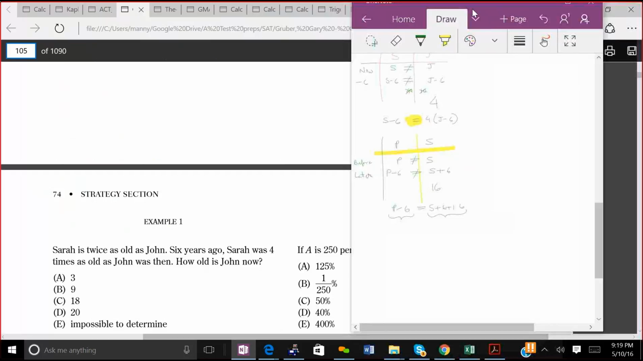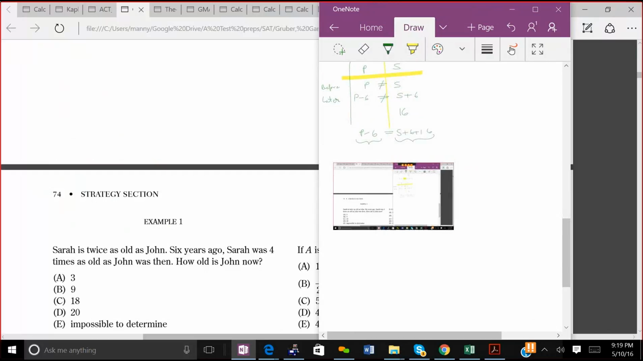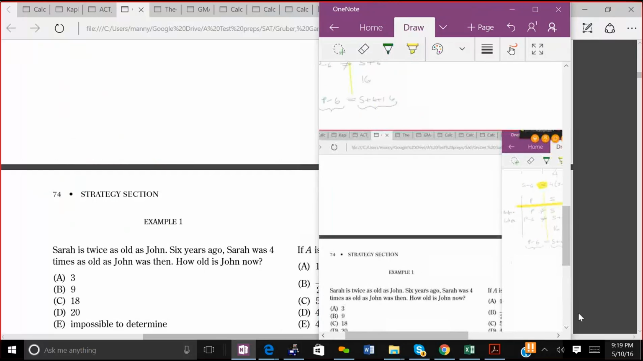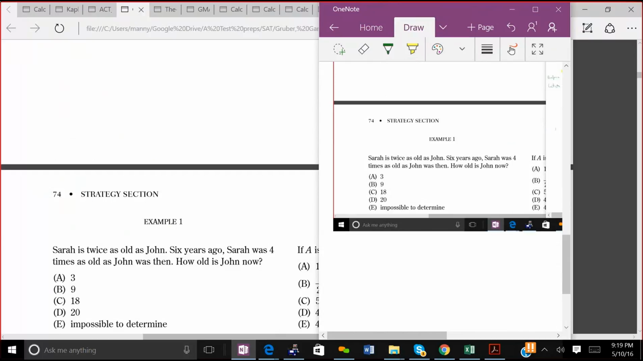Yeah, go ahead. Sam is twice as old as John. 6 years ago, Sam was 4 times as old as John was then. How old is John now? Okay, so John, Sarah, and John.